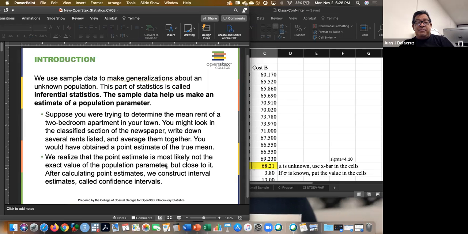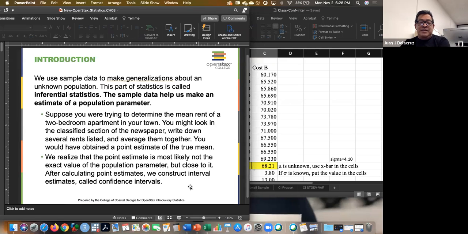So you realize that the point estimate is most likely not the exact value of the population parameter, but very close. So it's going to be very odd that you find very polarized numbers. So in many cases, your means are going to be close to each other. So that's what we are thinking that it might happen.